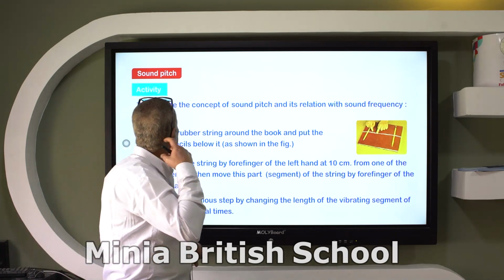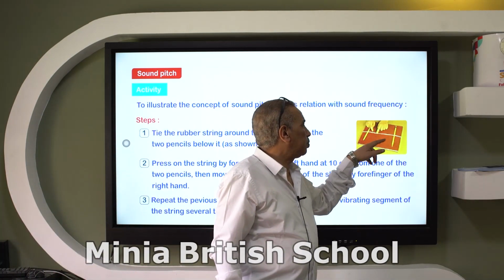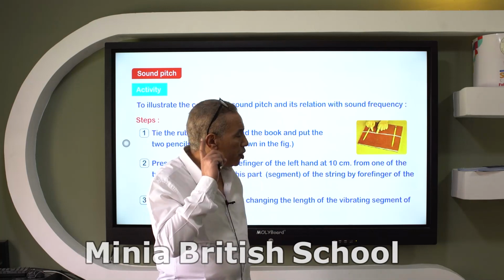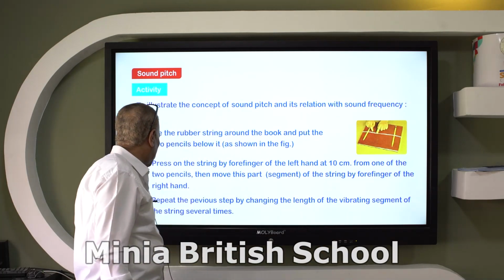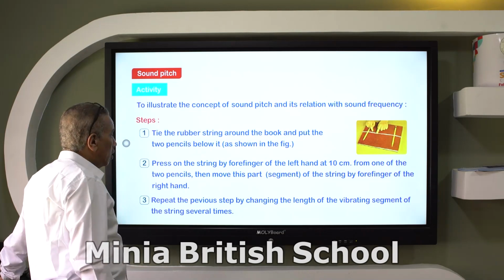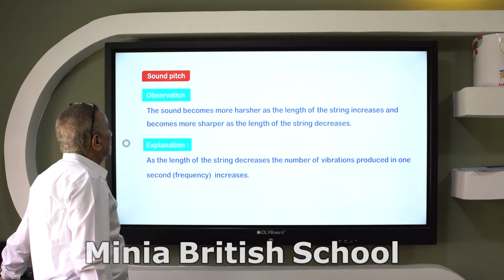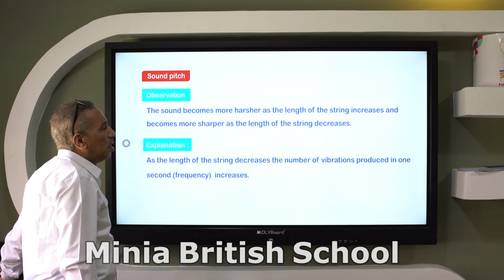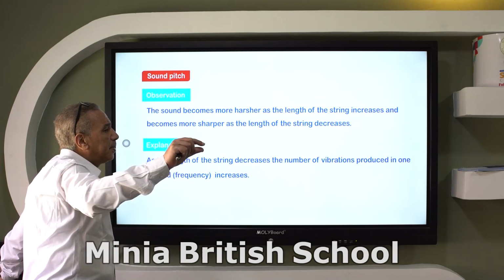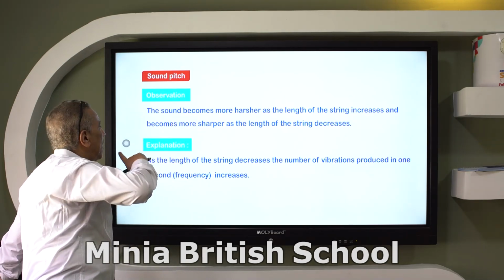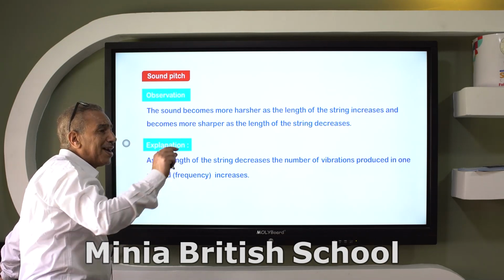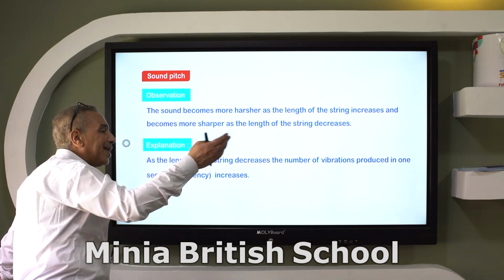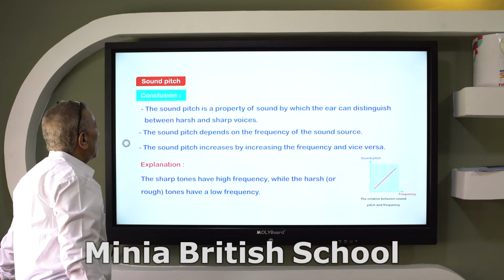If we have here a rubber band between them, there is a pencil, try to make a different distance and vibrate it, hear the sound, see if it is rough or sharp in different segments between the two pencils. You will find at the end that the sound becomes harsher if the length of the string increased, and it will be sharp if the length of the string decreased. Of course, related to the frequency of each one of them.